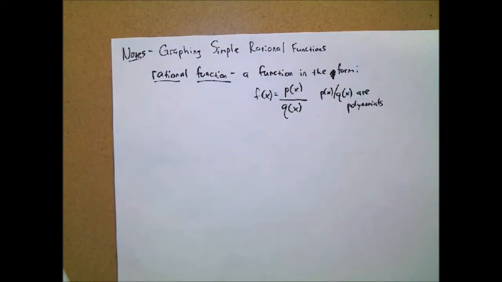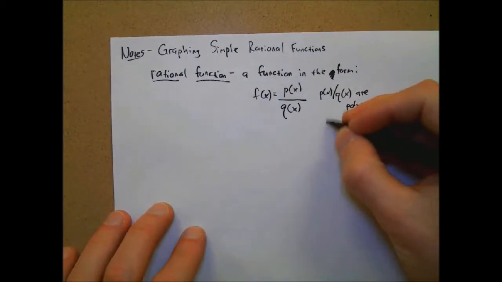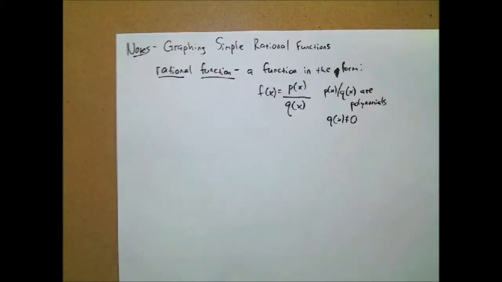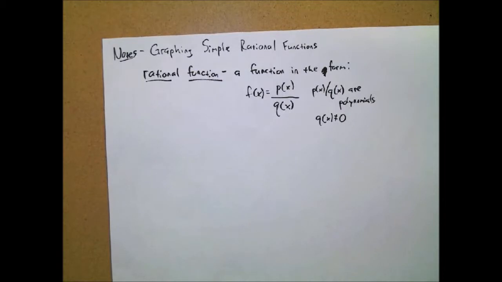And of course, we have to stipulate here q of x is not equal to 0. Because if q of x were 0, we'd be dividing by 0, which we don't want to do, right? Because it goes to infinity. It doesn't exist.